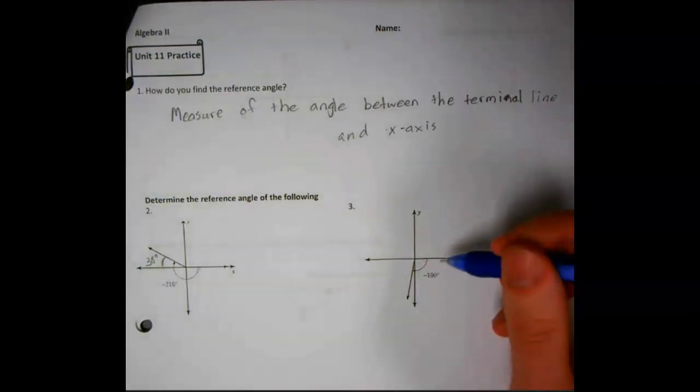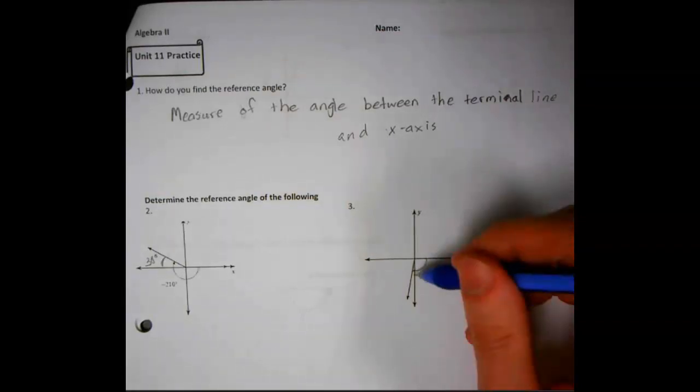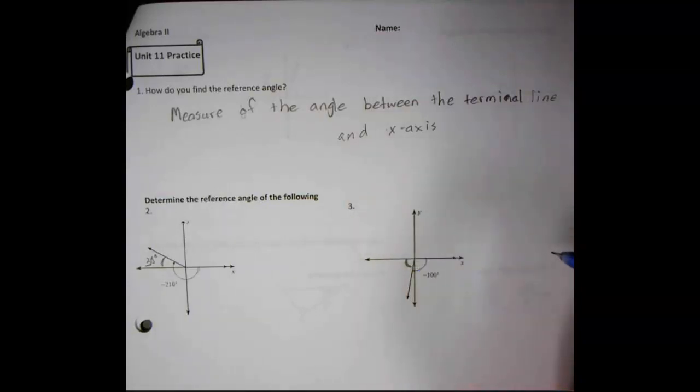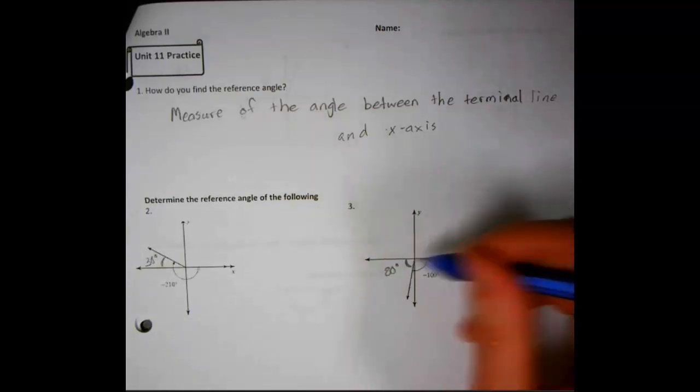For problem 3, we go 100 degrees in the negative direction. We're trying to get to the closest x-axis, which is this one right here. And so how much further would we have to go? Well, we'd have to go 80 degrees.